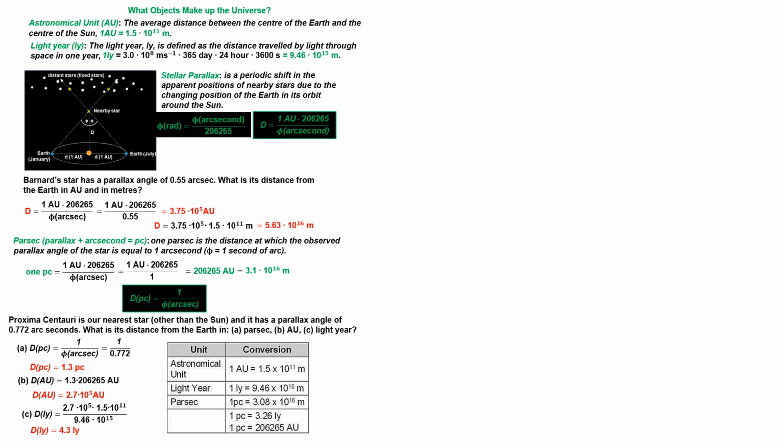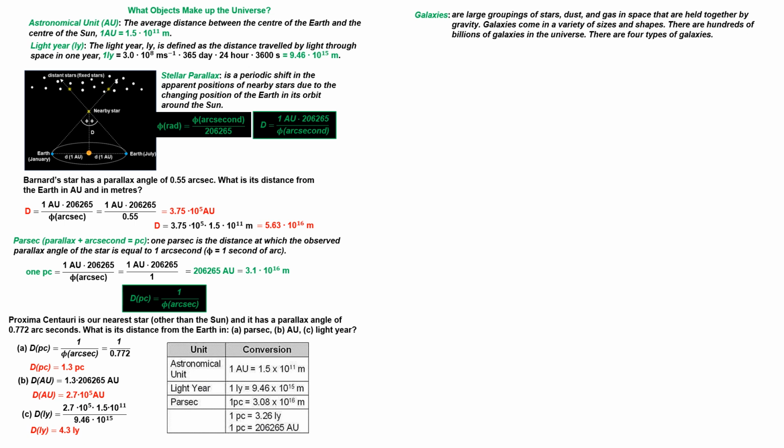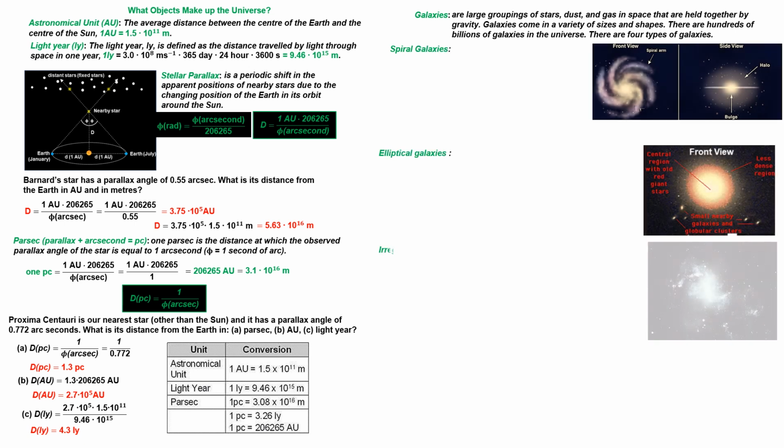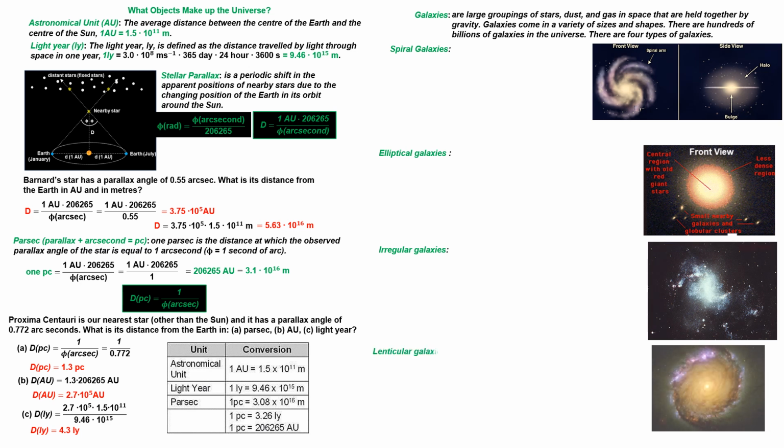Astronomers classify objects into various groups based on characteristics and locations in our universe. The first astronomical object you should know about is called a galaxy. Galaxies are large groupings of stars, dust, and gas in space that are held together by gravity. Galaxies come in a variety of sizes and shapes. There are hundreds of billions of galaxies in the universe. There are four types of galaxies: spiral galaxies, elliptical galaxies, irregular galaxies, and lenticular galaxies.